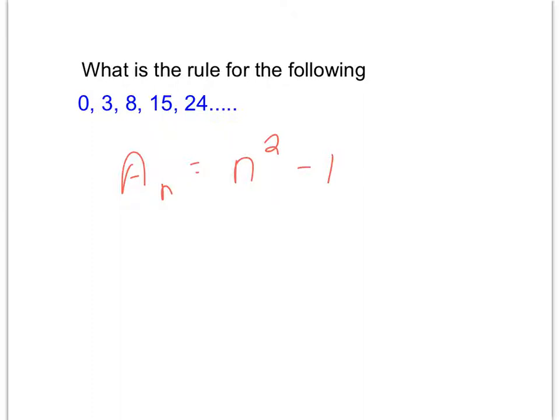Always ask yourself, too, is this arithmetic or geometric? No, we're not adding the same thing. Is it geometric? No, we're not multiplying by the same thing to get to the next term. This is a neither. We're going to call this a power sequence.